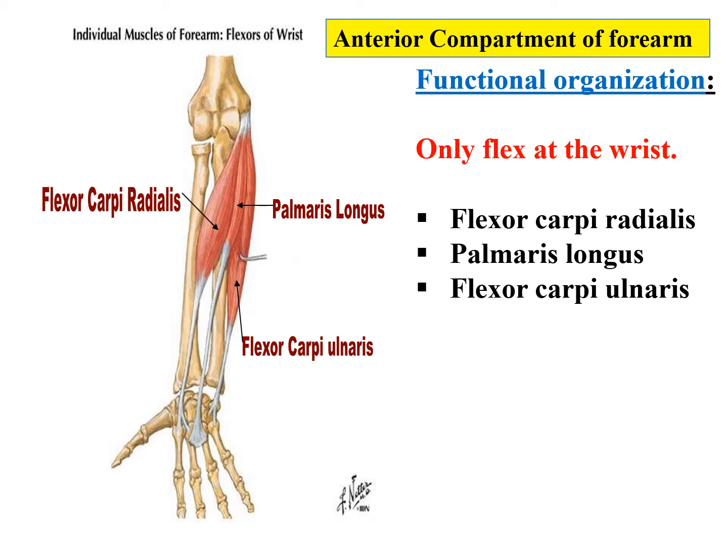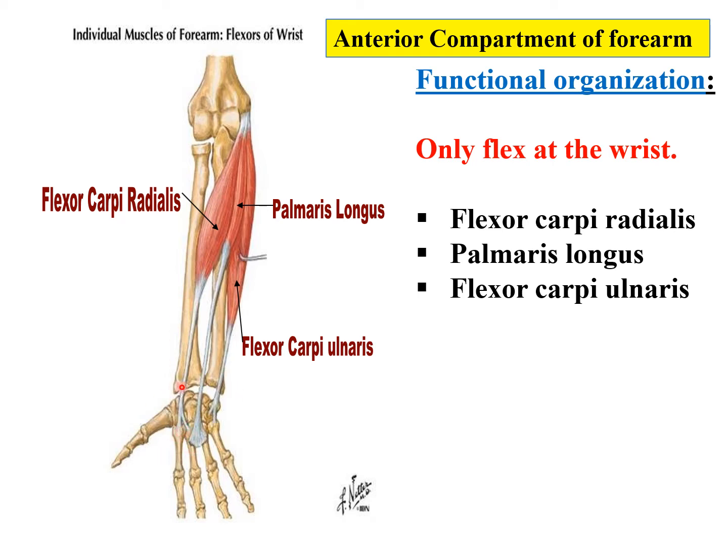Now, talking about those muscles one by one, those that only flex at the wrist are flexor carpi radialis, palmaris longus, and flexor carpi ulnaris. As you can see, flexor carpi ulnaris is attached to the pisiform, the hook of the hamate, and the fifth metacarpal, and flexor carpi radialis is attached to the second and third metacarpals.